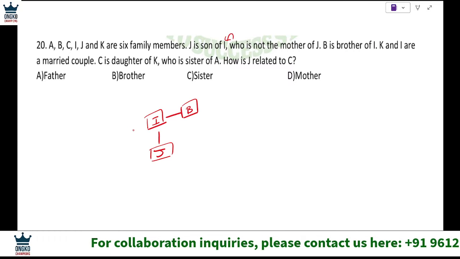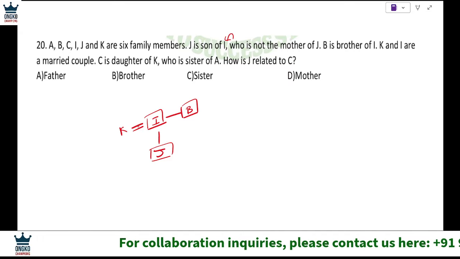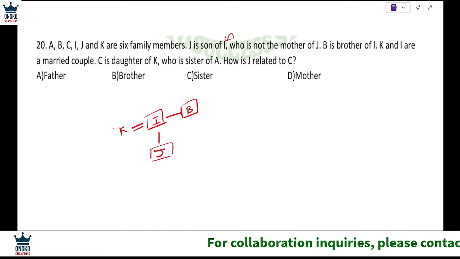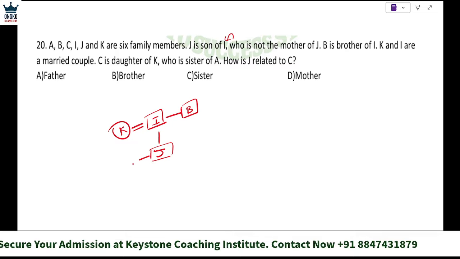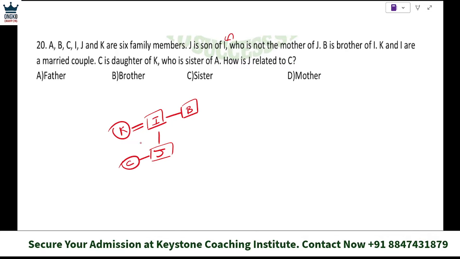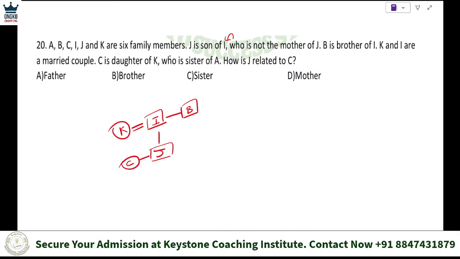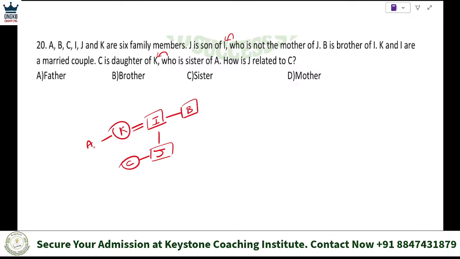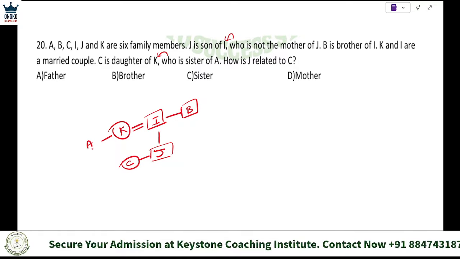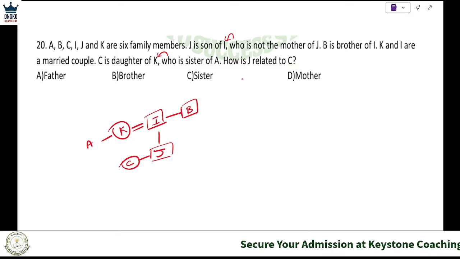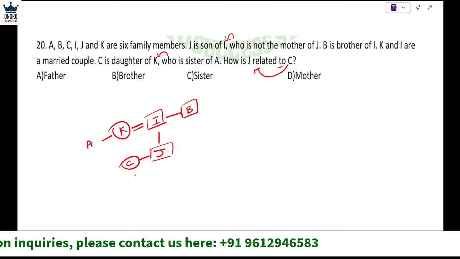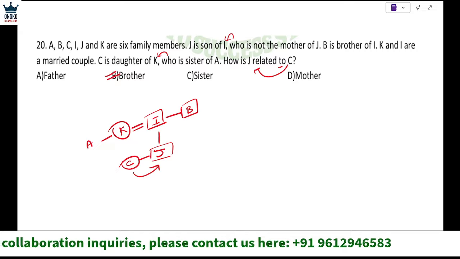K and I are married couple. That means if I is male, that means K is female. C is daughter of K. That means J has a sister. Sister of A. So K is sister of A. A's gender we do not know. So how is J related to C? So C over J ke brother is A. Brother is the answer.